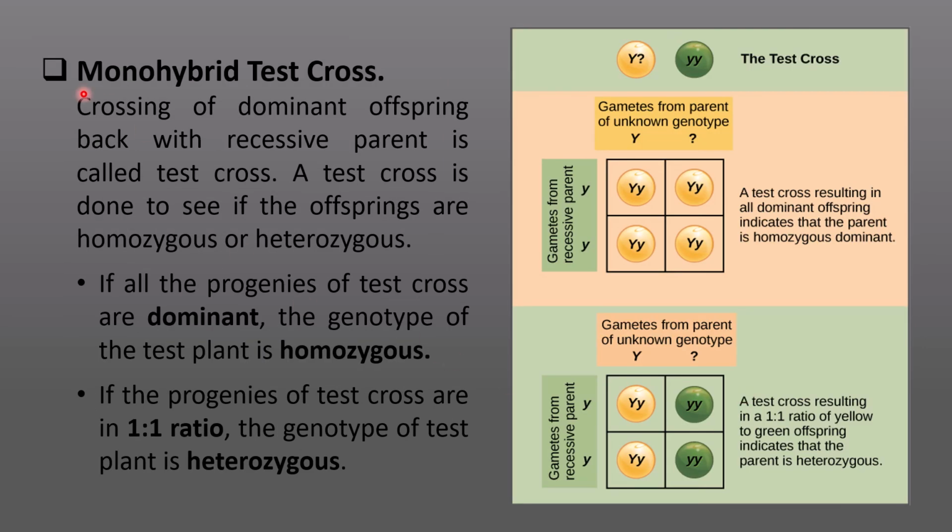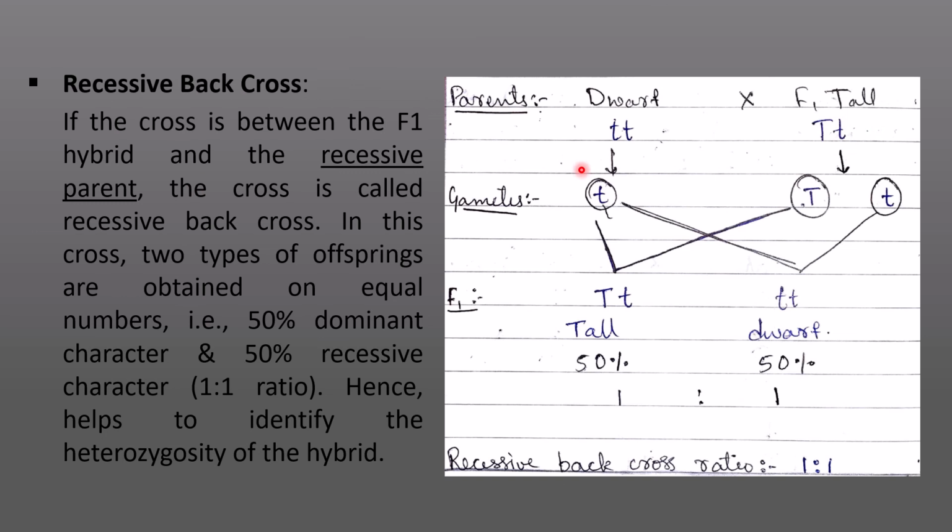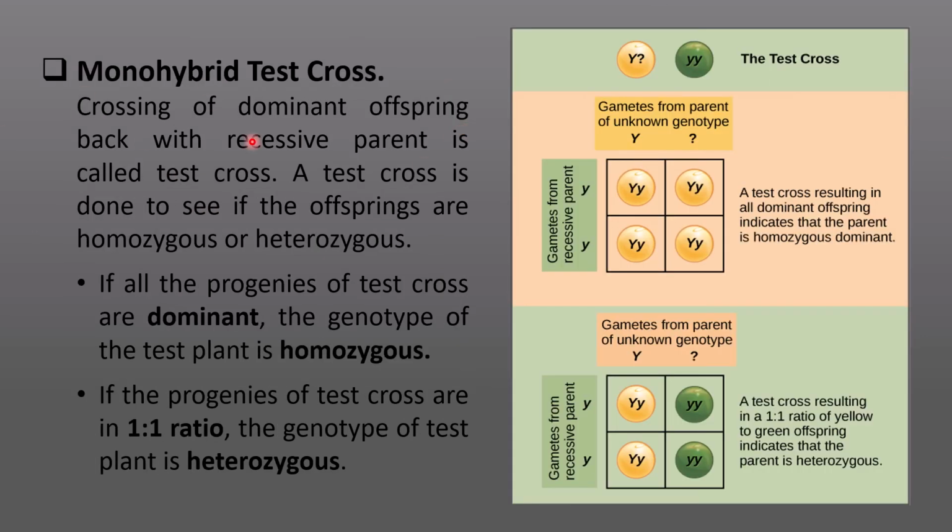The other one is the monohybrid test cross. This is the crossing of a dominant offspring back with the recessive parent. It is called a test cross. This is much like the recessive backcross. Even in the recessive backcross we crossed F1 hybrids with the recessive parent. Even in the monohybrid test cross we are crossing F1 hybrids back with the recessive parent. So the monohybrid test cross can also be called a recessive backcross. This test cross is actually done to see if the offspring are homozygous or heterozygous.